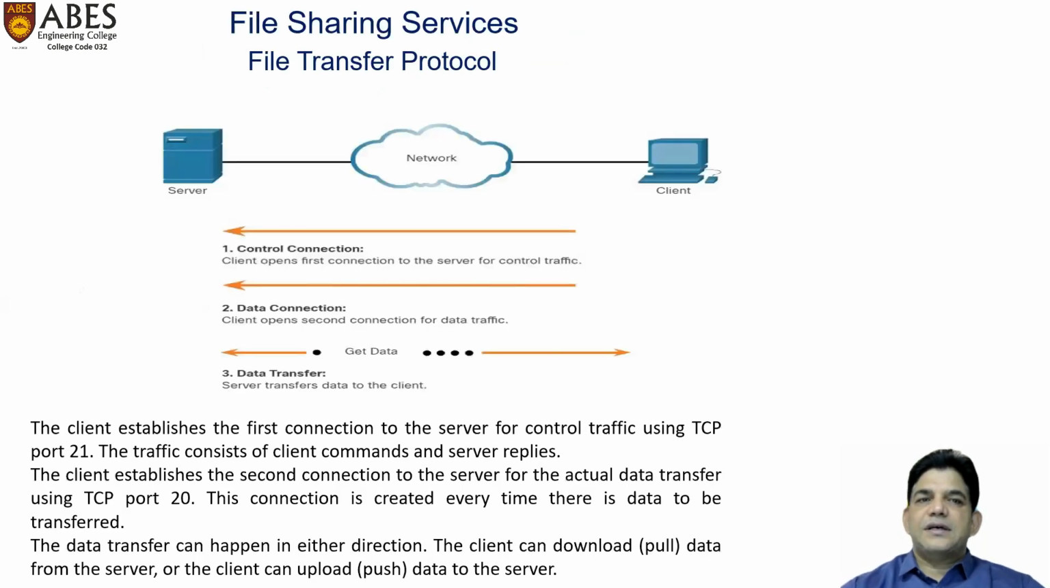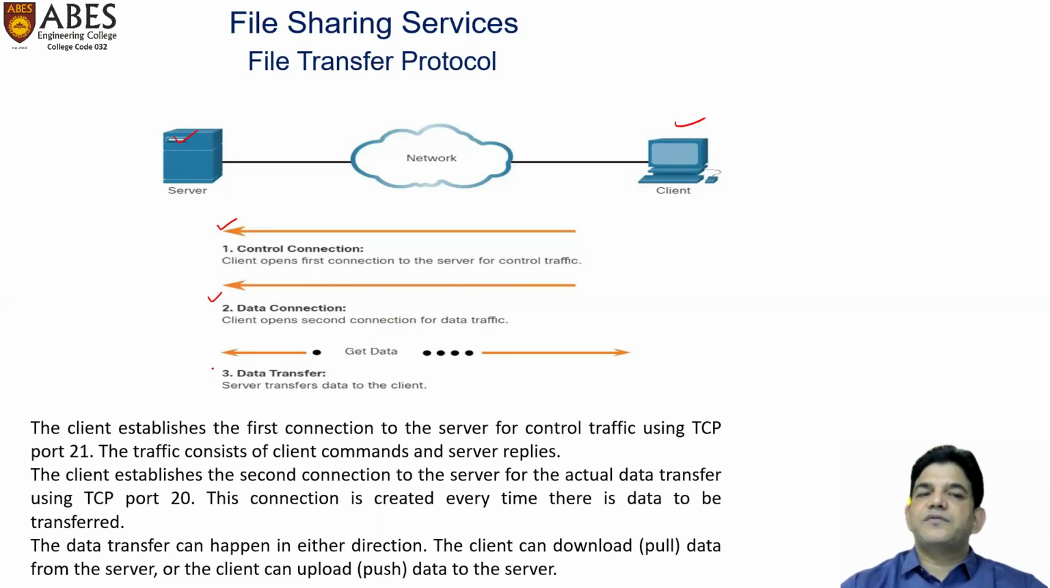Here we have a server and a client. If we want to connect a client to a server, we have two connections: one is known as the control connection, and the second is the data connection. The client opens the first connection to the server for the control traffic, and the second connection for the data traffic. So we need two ports for these connections.